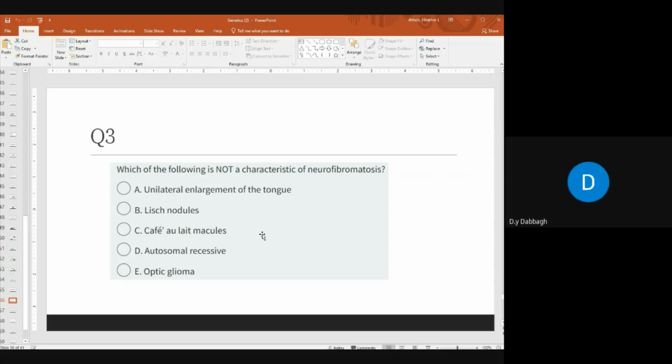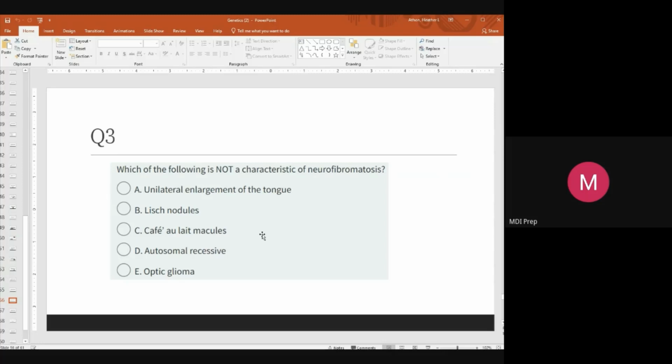Autosomal recessive? Right. Yeah. So characteristics of neurofibromatosis will include 6 or more cafe au lait macules. I don't think they'll be that specific though, but just know cafe au lait macules. They can have neurofibromas. They can have optic gliomas, the little eye Lisch nodules.